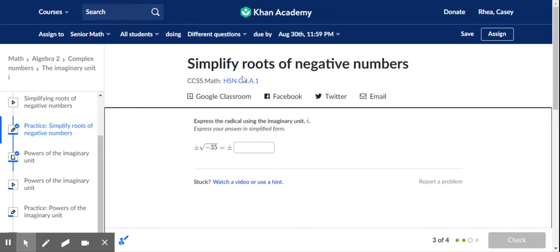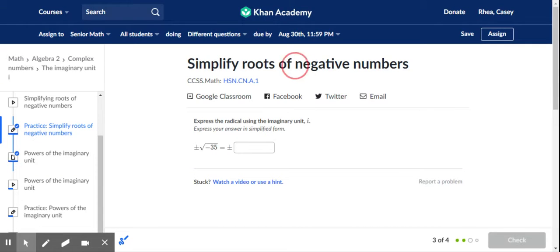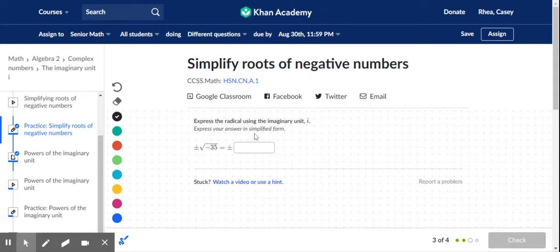All right, so now we're talking simplifying roots of negative numbers, right? In the past, without the use of i, or complex numbers, we could never take the square root of a negative number. But now we can. All right, so now our task is to simplify this. A simpler example than is on the screen is right here. Let's say I asked you to take the square root of negative 9.